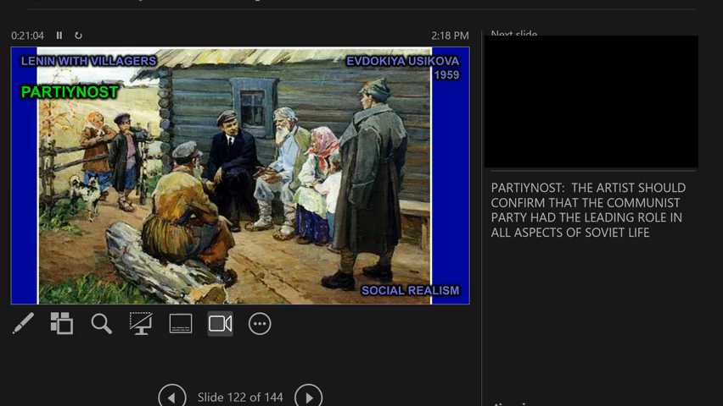All right, the third rule for social realism is partitnost. And this says that the artist should confirm that the Communist Party had the leading role in all aspects of Soviet life. All right, look at this painting. Who's the celebrity in this painting? That's Lenin, right? Where do you think Lenin actually lived? Do you think he lived here in a small town, a little village? Where do you think he actually lived? City. And what city do you think he lived in? Moscow, right? It's most likely, and I don't know the answer to that, but I would bet $100 that Lenin lived in Moscow. What this is showing you is that Lenin is humble.